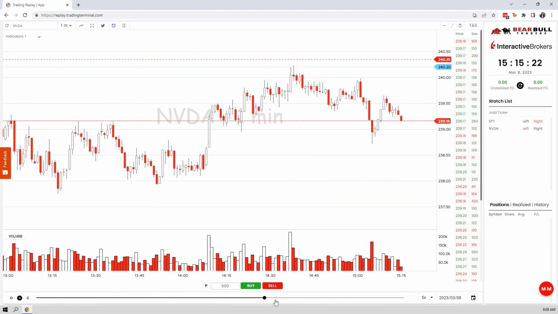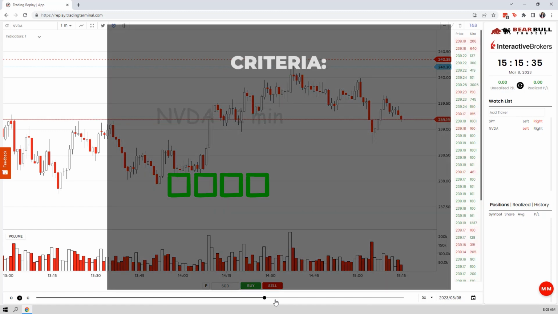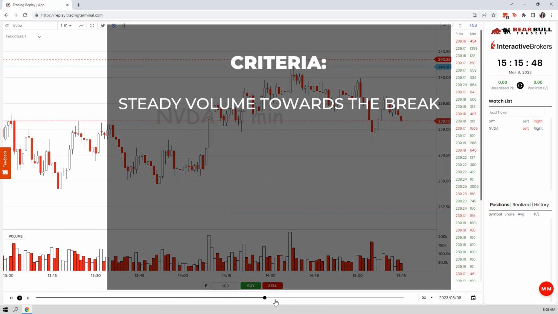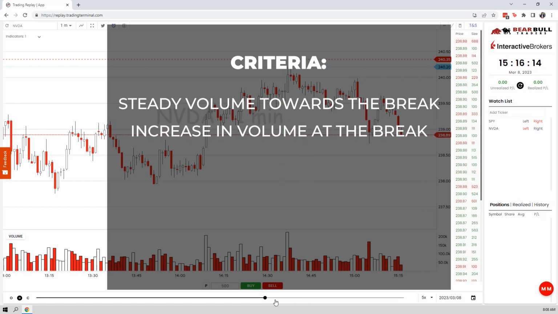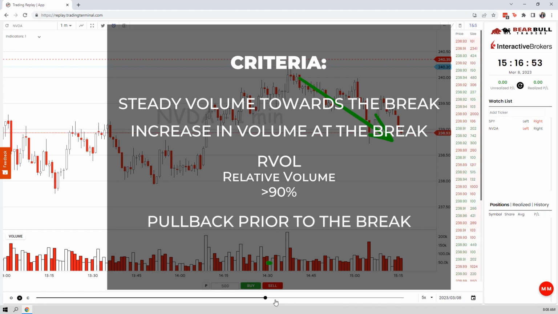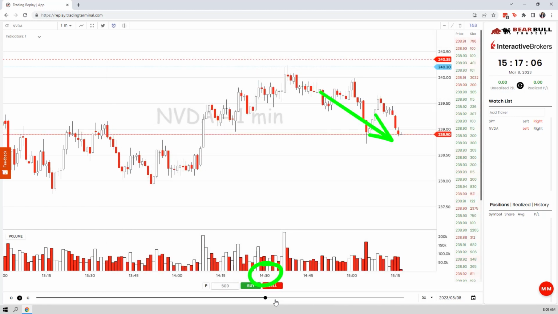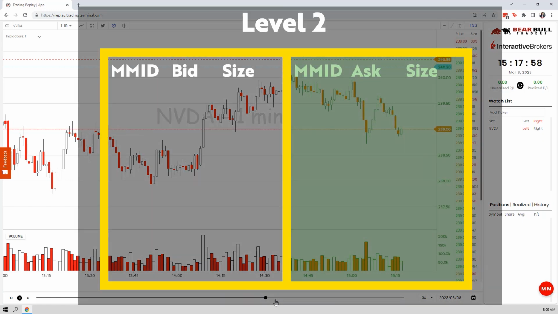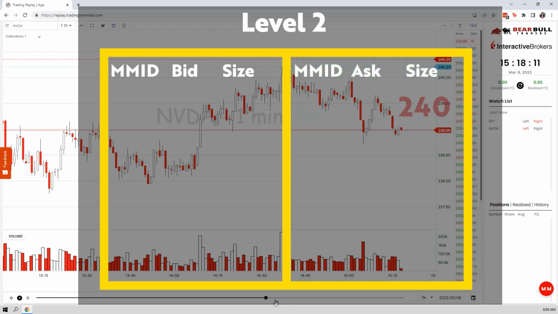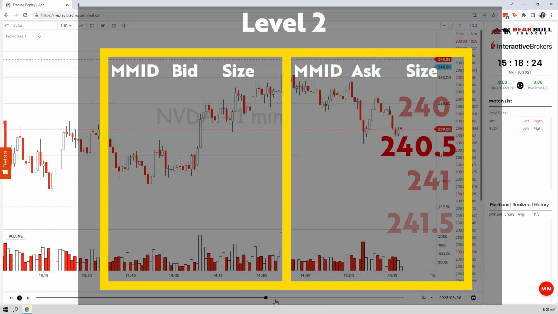Now what we want to see as it approaches is steady volume, nothing out of the ordinary. And then once it gets to the level and begins to push through, we want to see a pop in volume. Another couple pieces of criteria that we want to see is RVOL, or relative volume, above 90%, and a pullback prior to the break, which it did here around 2:30 p.m. Eastern time. And when you're looking at your level 2, it's good to see stacked orders outside of the break, which shows liquidity for the stock to run to. On this day, the level 2 was stacked at 50-cent increments up to 242, which could issue a $2 move.